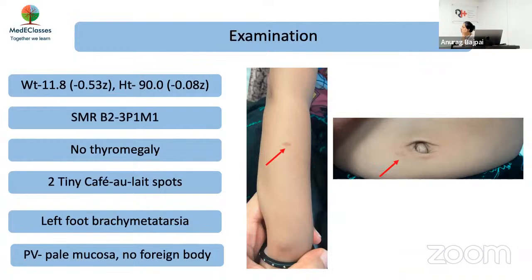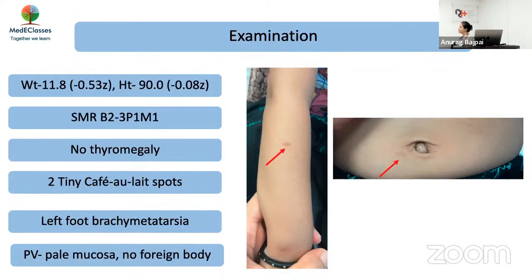So this is not leading us anywhere, but it may suggest that McCune-Albright is a possibility. But this is not strongly favoring that. Usually you will have much larger café au lait spots. They will have a very irregular margin. So the margin is a bit irregular, which you can see on the left one. But generally, they will be much larger. So theoretically, McCune-Albright is a possibility, but becomes less likely at the moment. On per vaginal examination, the mucosa was pale and no signs of trauma or foreign body were seen.